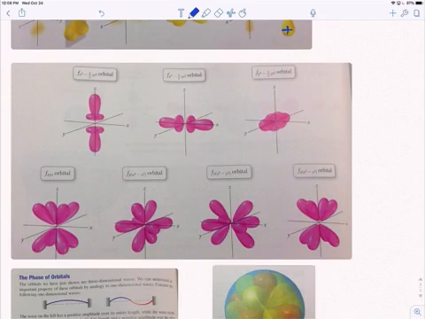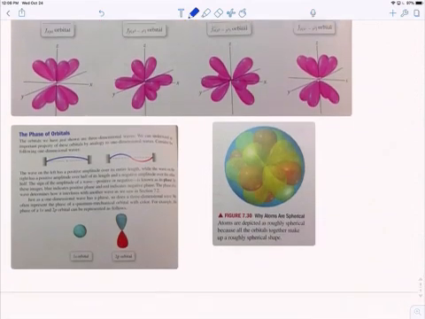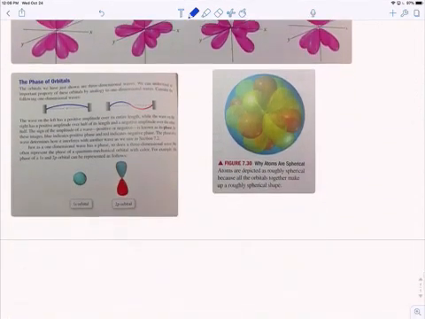Here are the f orbitals, and they're just kind of funky shapes. The shapes aren't that important, but I think they're cool. That's why I put them in the lecture.